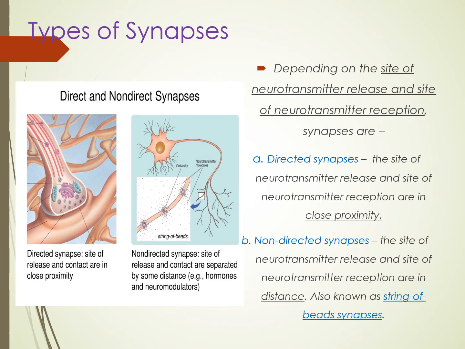Types of synapse are not only classified on the basis of structure, but at some other level also. Here, depending on the site of the neurotransmitter release and the site of neurotransmitter reception, we can divide synapses into two types. One is the directed synapses, another one is the non-directed synapses.